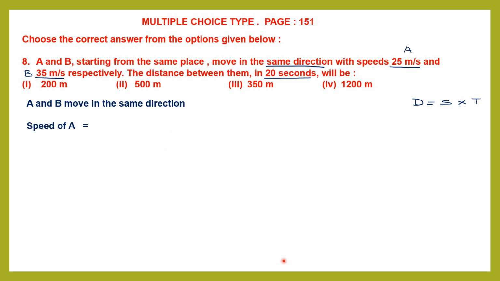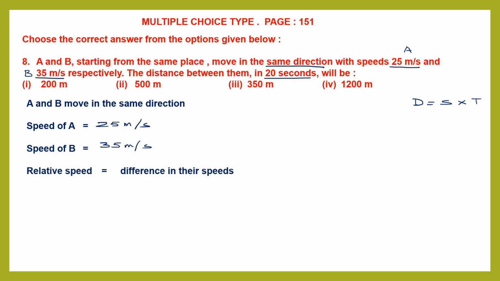So now what else is given to us? Speed of A is given to us, that is 25 meters per second. Then the speed of B is given to us, that is 35 meters per second. Now we have to find the relative speed of A in relation to B, or speed of B in relation to A. We have to find the relative speed.